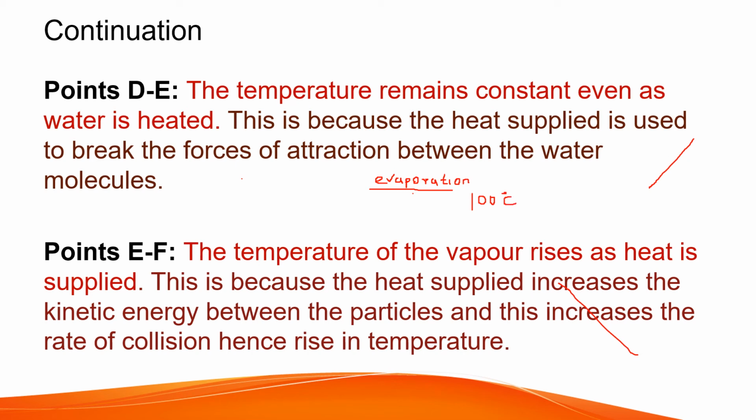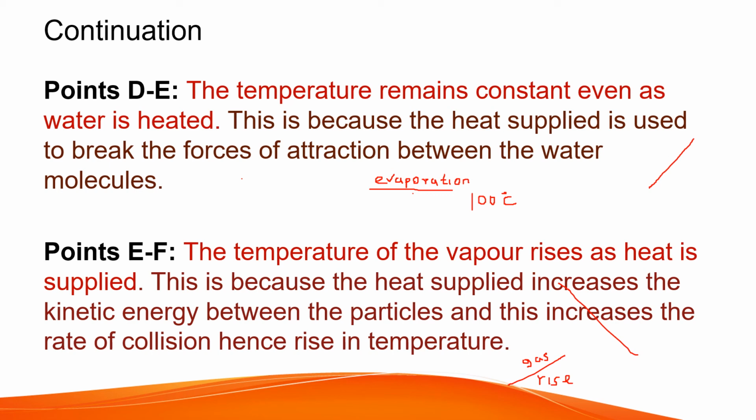Then at point E to F, we have said that the temperature does what? Increases. So here we have a rise in temperature, and we are already at gaseous state. So here we have a rise in temperature, and this is a gas. So we can call it steam or vapor, whichever you want, provided it is in gaseous state. So here at point D to E, there is a mixture of both liquid and gas. So we don't have a specific state at point D to E.